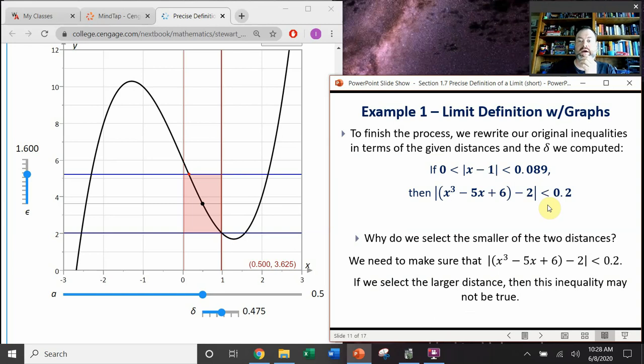Okay. So to finish the whole thing off, all you do is rewrite it as a formal statement of fact, right? So the delta that we found in the problem was 0.089. So then you just rewrite everything. So if the absolute value of x minus 1 is less than 0.089, then we've satisfied the second half of the inequality. So this is the delta we needed to make this a true statement.